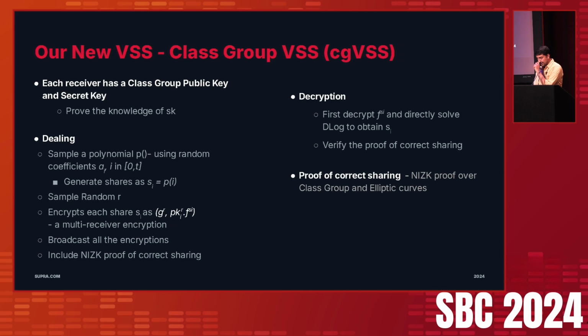So the proof of correct sharing is also pretty straightforward. I'm not going to delve into the proof. But it's a simple 3-step proof where a couple of steps are Schnorr-based, one in the elliptic curve group and the other in the class group. Then we have one simple check where we ensure that the commitment to the polynomial corresponds to the encryptions of the shares.